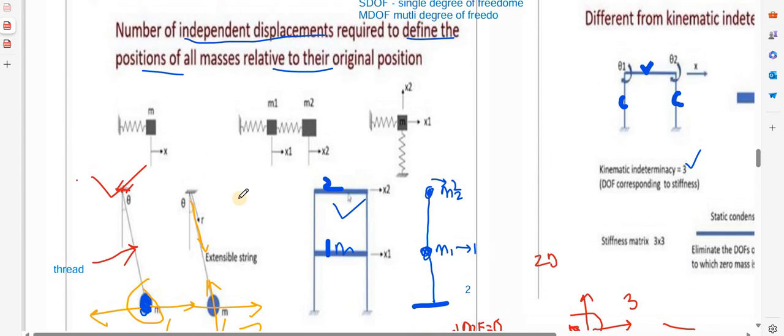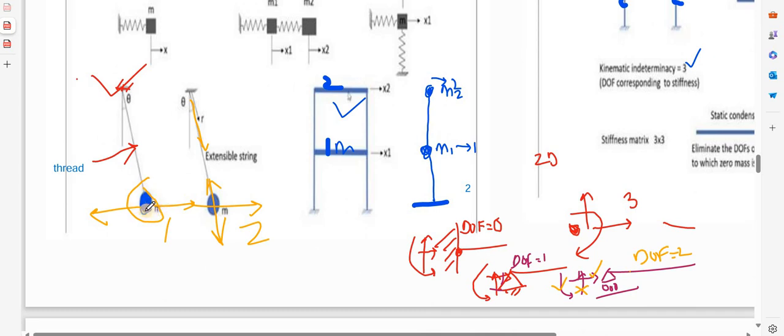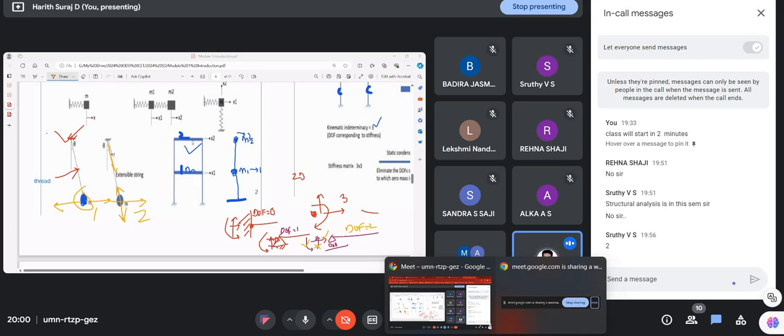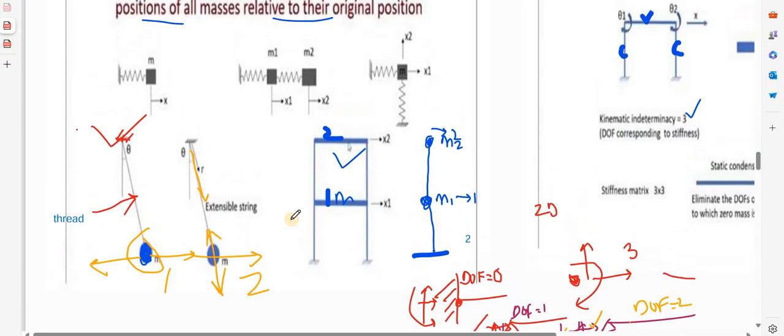So the degree of freedom depends not only on the number of masses, but also on the property of the elements, the columns or the threads which are holding these masses. That is the way in which you need to understand this topic. Now here you can see this is a very simple system. Here the degree of freedom will be only 1. Now here you can see another system with 2 masses. So here the degree of freedom is 2.